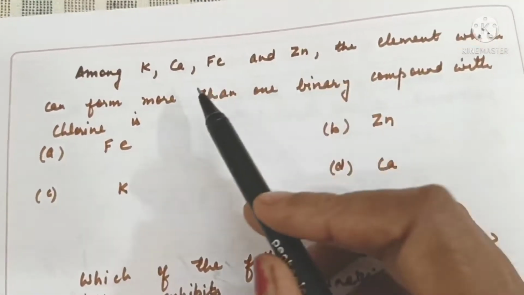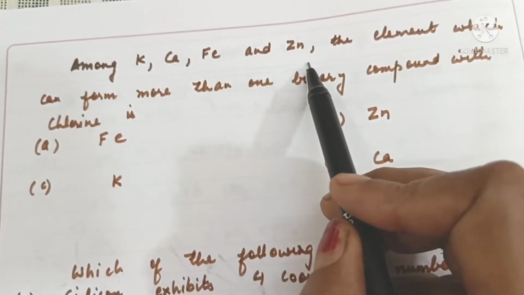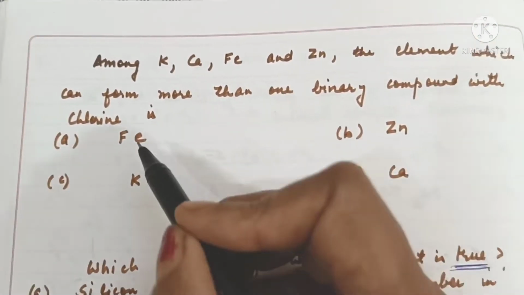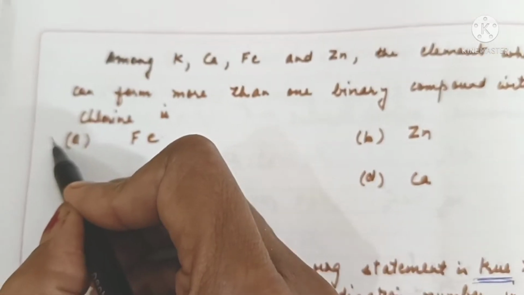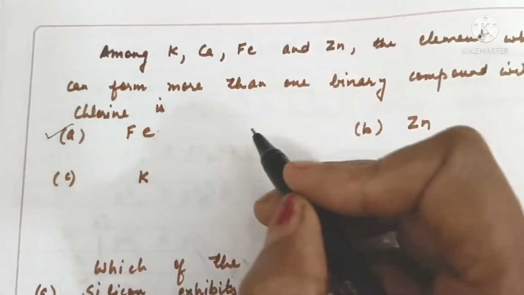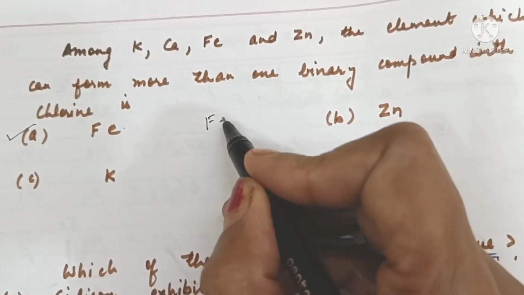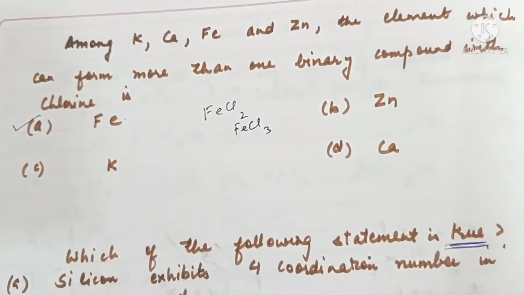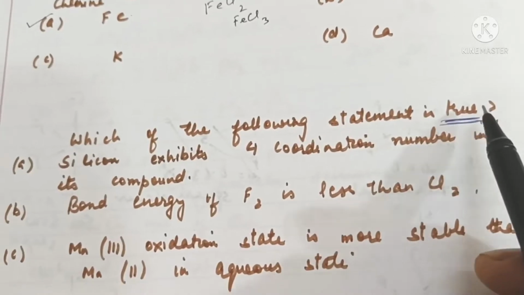Among potassium, calcium, iron and zinc, the element which can form more than one binary compound with chlorine is iron because it shows variable oxidation state. It can show the compounds FeCl2 and FeCl3. Which of the following statement is true?